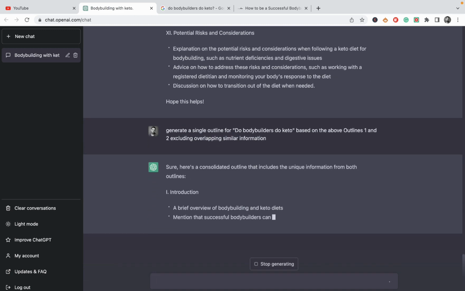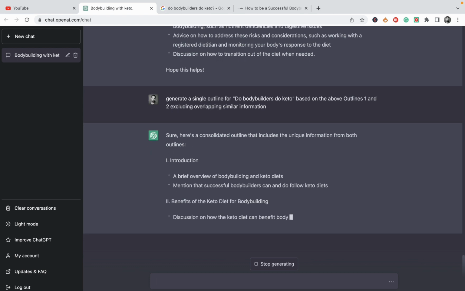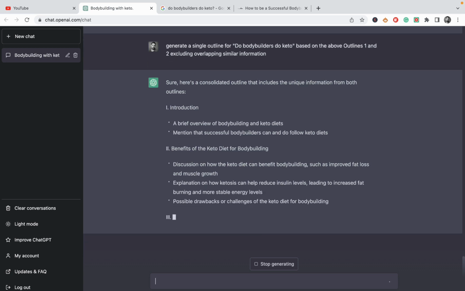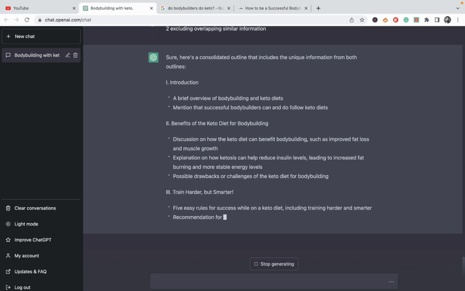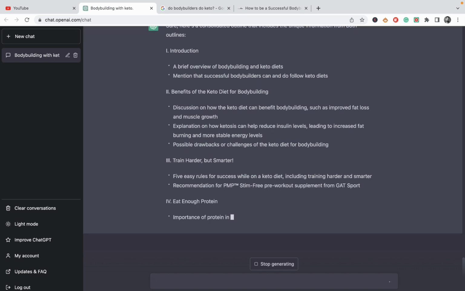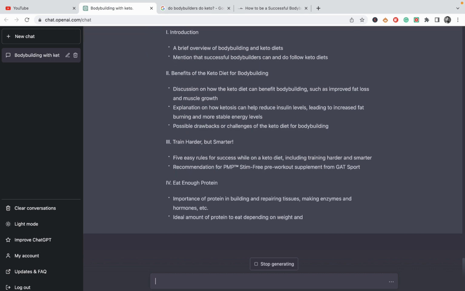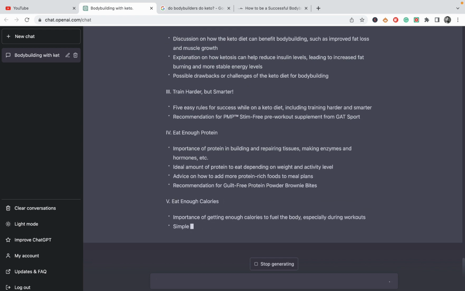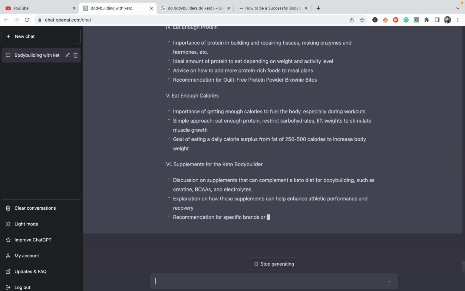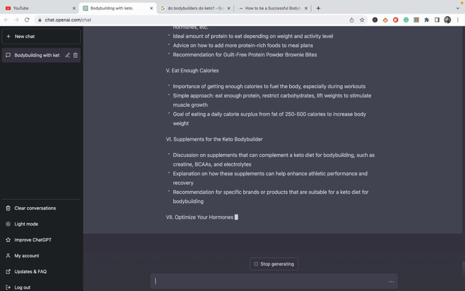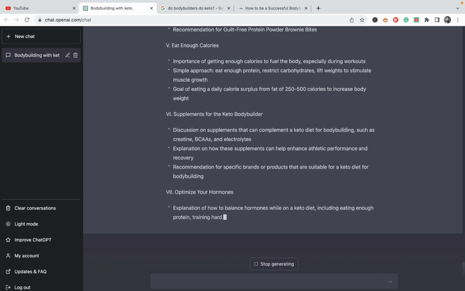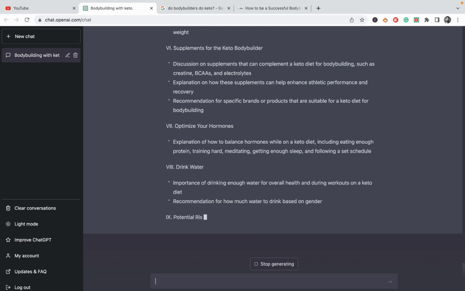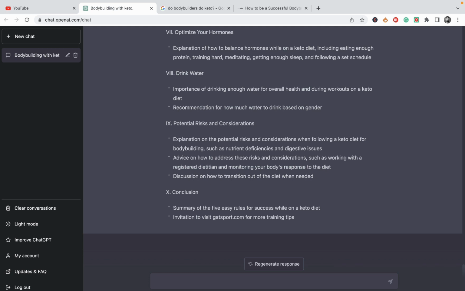And ChatGPT is saying, sure, here is a consolidated outline that includes the unique information from both outlines. And this way, we are taking the outline of the article that we want to outrank as a basis. And then we are adding upon it based on what ChatGPT thinks is missing from the original outline. So this way we are basically creating a more detailed, robust outline that is capable of outranking our competition outline-wise. So this is not a complete article just yet. So this is basically step number one, the outline.